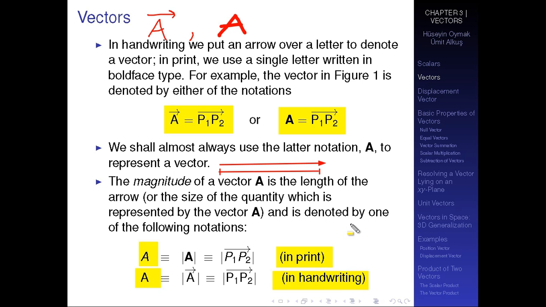In the lecture notes and also in these slides, we use the print notation to represent a vector. However, in your notes and also in the exams, you have to use the handwriting notation. Now, it is better to talk about the displacement vector.